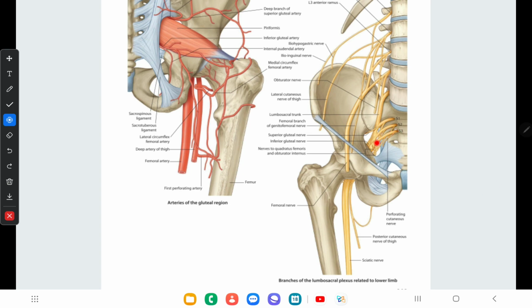Then the sciatic nerve emerges from the pelvis through the lower part of the greater sciatic foramen, as you can see here, and it is the largest nerve in the body, which consists of tibial and common peroneal components. It has a tibial component and a common peroneal component, and they are bound with a fascia.